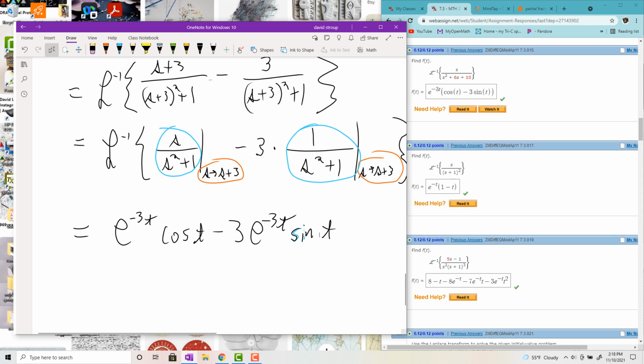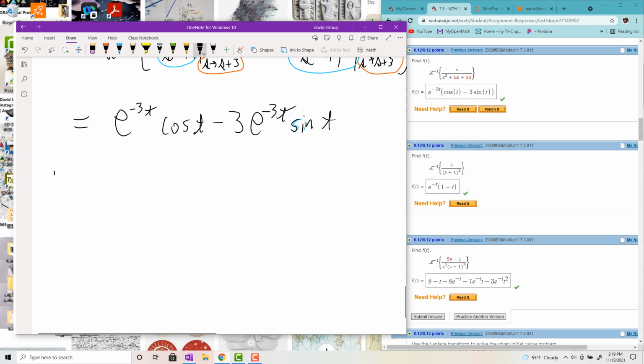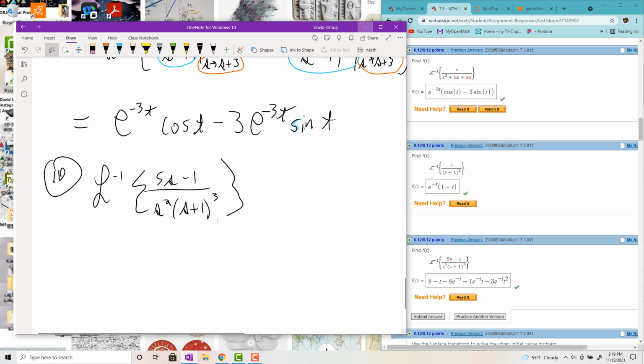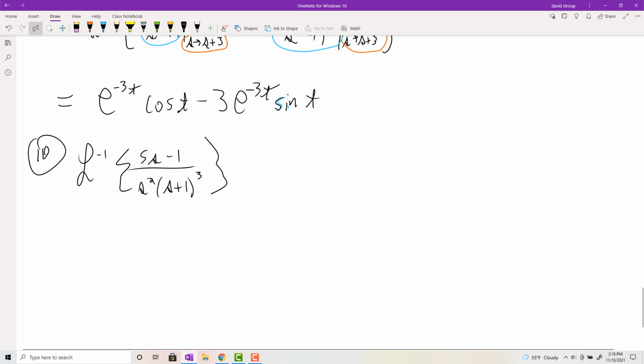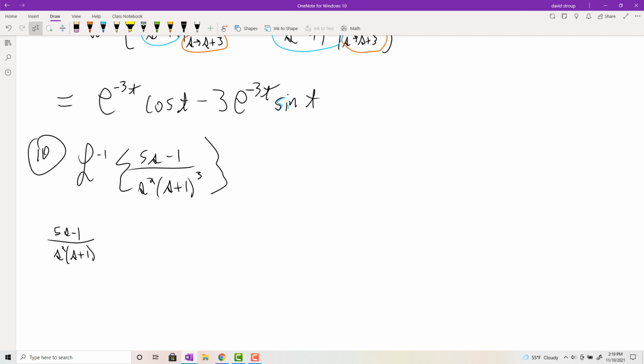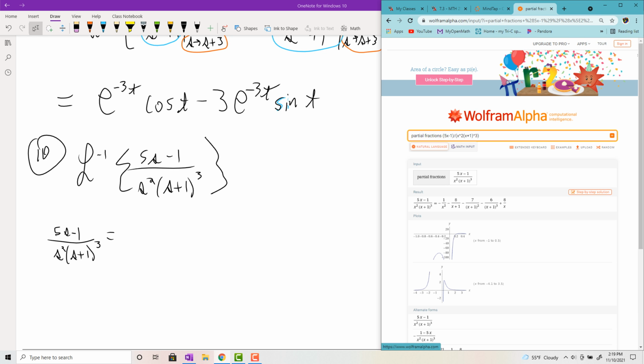Great, good stuff. They get more and more complicated, especially if you got to start doing by parts. So like number 10. The Laplace inverse of 5s minus 1 all over s squared times s plus 1 cubed. Sometimes you could do some tricky stuff to simplify the partial fractions, but sometimes you just have to grin and bear it. And I think I'm just going to have to grin and bear this one. Okay, so I have s squared, that's s plus 1 cubed. Hopefully I'll get it right.